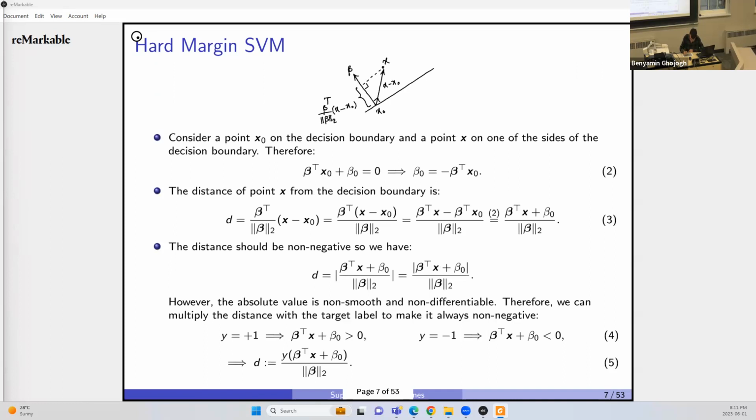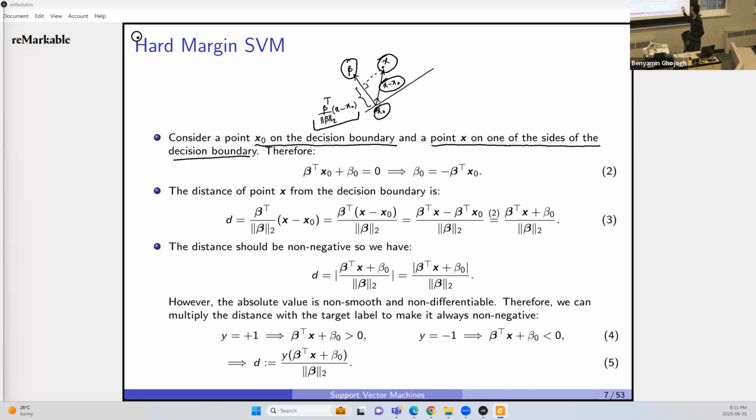Now consider a point x0 on the decision boundary, and a point x on one of the sides of the decision boundary. So x0 is on the decision boundary, and x is one of the points on one of the sides. Then what happens? This is x minus x0, the vector connecting x0 to x. This is the normal vector beta. The length of the projection of x onto the vector beta is equal to beta transpose (x minus x0), normalized by the length of beta.